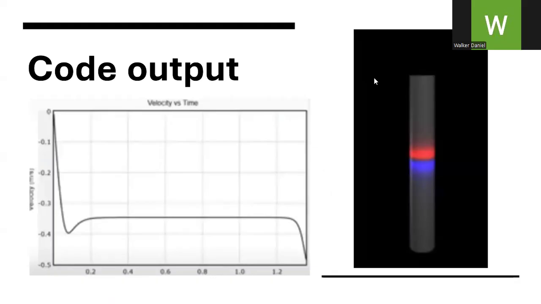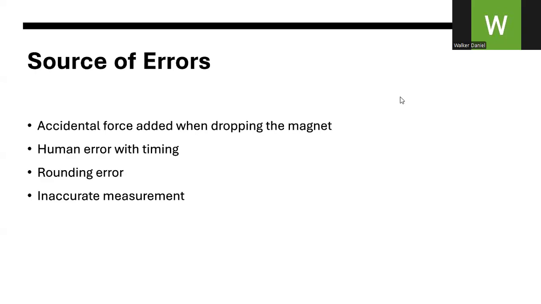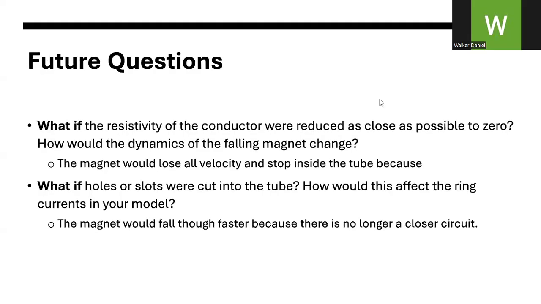I'm sorry for the blurry images, but of course we have this graph here, and then a little depiction of what's really going on inside the tube magnetically. Of course, there were some errors; we're not perfect after all. There could have been some accidental force added when dropping the magnet. There could be human error with timing, rounding errors, or inaccurate measurements.